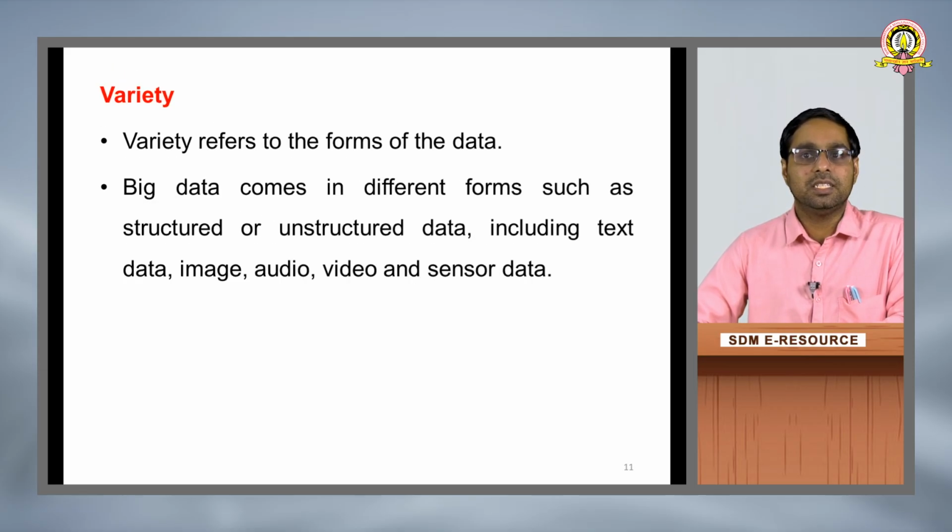The third characteristic is variety. Data comes in different forms: there is structured data and there is unstructured data. Structured data are arranged in the form of rows and columns. We also have unstructured data like text, image, video, audio, sensor data, and so on. There are different forms of data available.